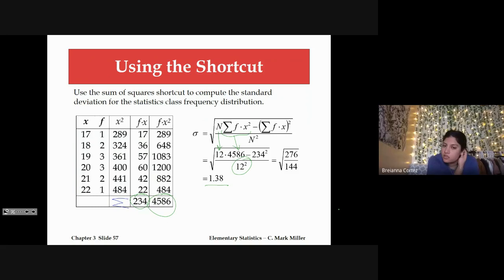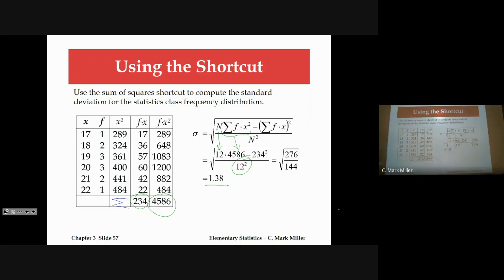Where did the 12 squared come from again? That's the sample size, or excuse me, the population size. That's the capital N. Good question. If there's something that needs to be clarified, any of you, please speak up.